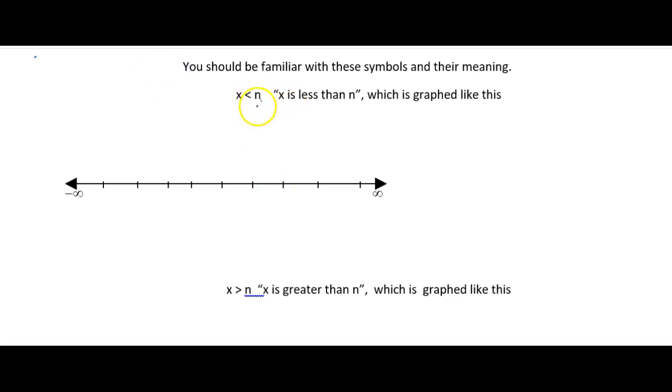Just this says x is less than n, when n is some number. So if I had some number n on the number line, there's n. Now the n is not included. There's no equal sign there. So it would go like this. And if you look at the interval we're talking about, the left end is negative infinity, and the right end is whatever my number was, in this case, n.